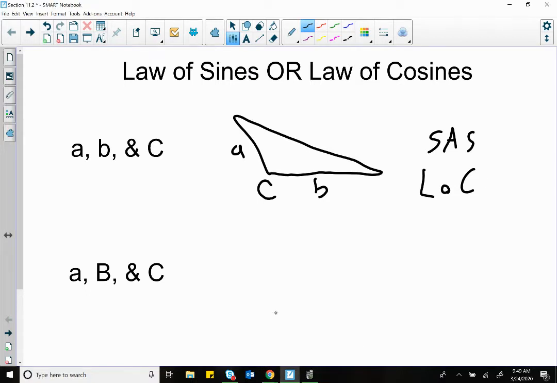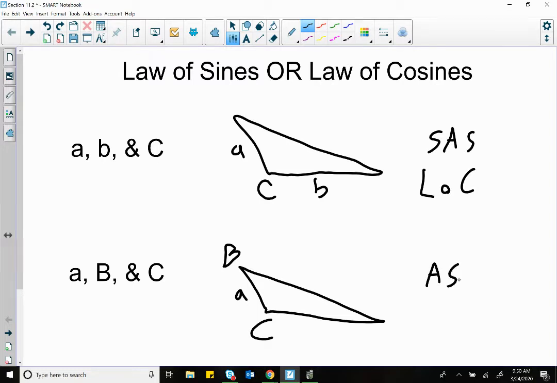So down here, if I draw another triangle, let's see what kind of case we have. That's kind of a horrible triangle. Let me redraw. There we go, a little bit better. So we have a big C, we have big B, and we have little a. So in this case, you've got angle, side, angle, and that was from 11.1. So that's law of sines. So that's what your first couple problems are going to be like. What case do you have, and then which are you going to use, law of sines or law of cosines? Okay.